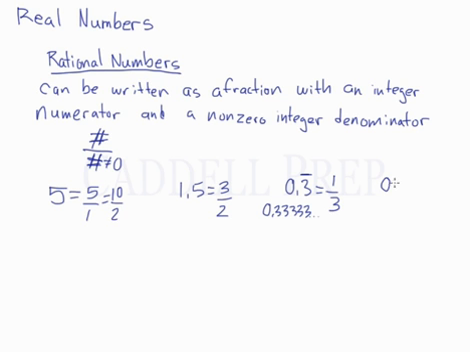And the number 0 can be written as 0 over any number. 0 over 1, 0 over 2, 0 over anything. So this is rational. Okay, the numerator can be 0, but the denominator can't be 0 in the definition. So this one is a rational number.